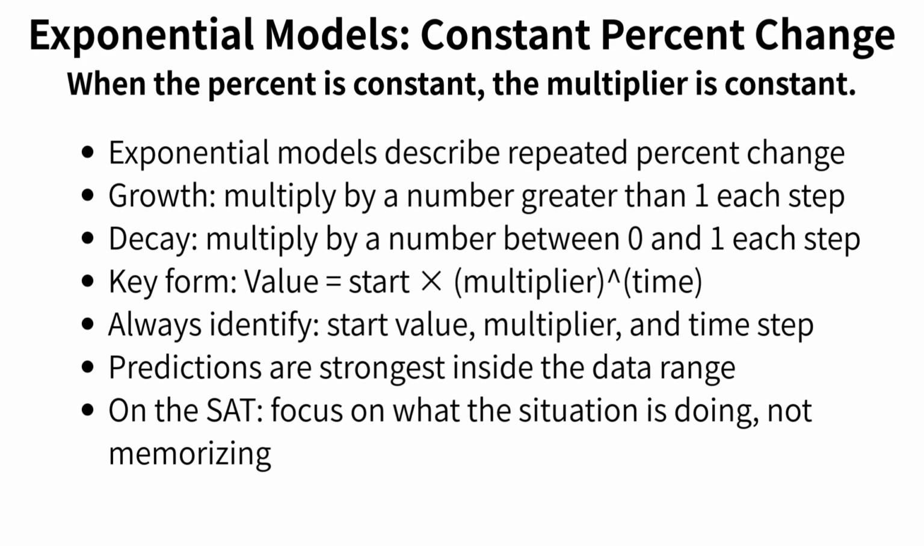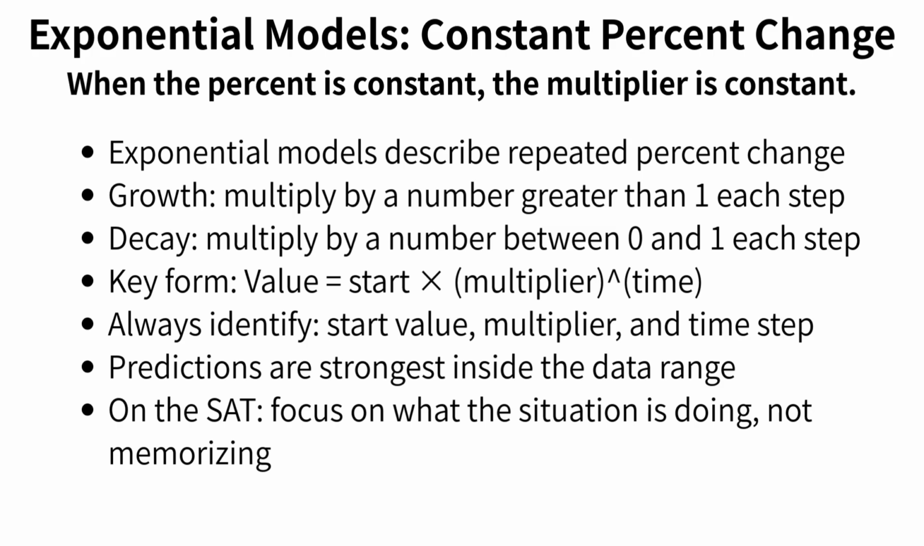In other words, you begin at a starting value, then you apply the same multiplier again and again, and the exponent tells you how many steps you've taken. So on every SAT question, don't rush to memorize formulas first. Instead, identify 3 things: the start value, the multiplier, and the time step, meaning what one step represents in the context. Finally, remember this: your predictions are most reliable inside the data range. Once you go outside the range, the pattern can change, and the model can break.